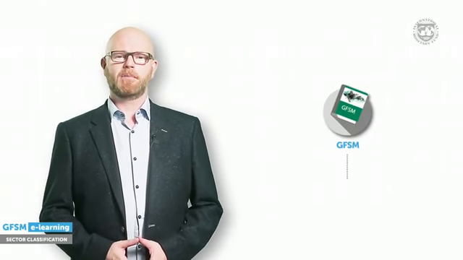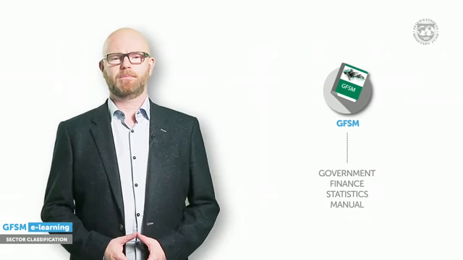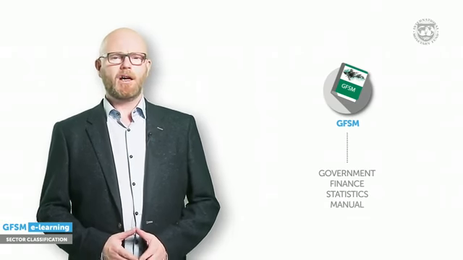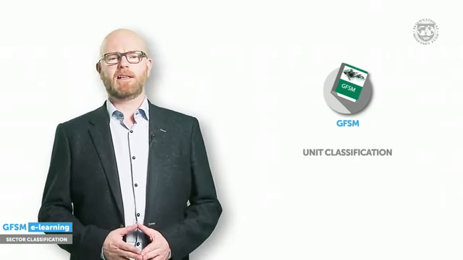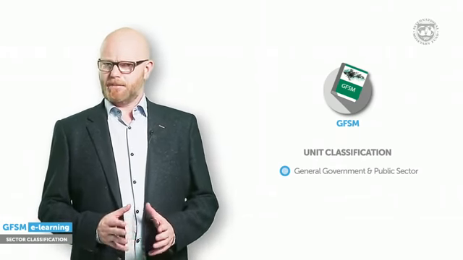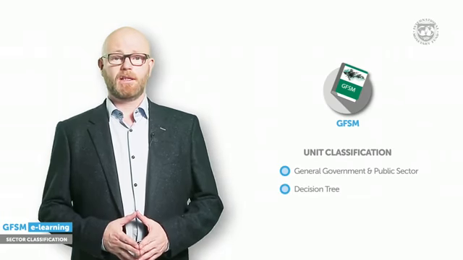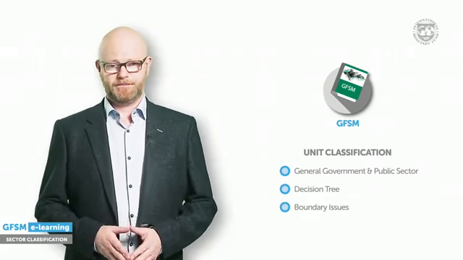Welcome back to another episode of the e-learning series on GFSM, the Government Finance Statistics Manual. In this episode, I will introduce the statistical approach to classifying units into the general government and the public sector. I will explain a method with the use of a decision tree and discuss some boundary issues.